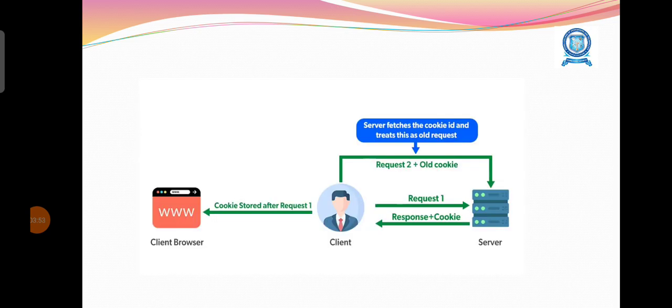In this diagram, it is described. Request 1 is produced by the client to the server. The server will compare the cookie, and after that, when the server sends the response to the client, it will add the cookie with the response. After some time, when the client sends the second request, the cookie will be compared against the old one. If the cookie ID matched, then the server considers this request as an old request.